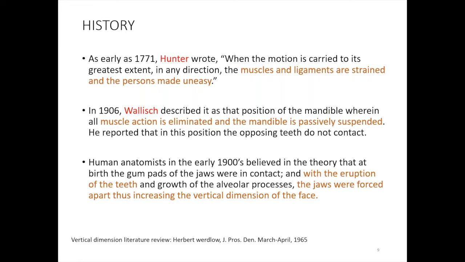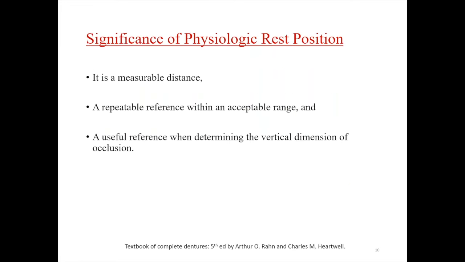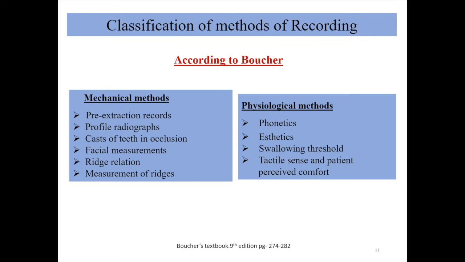Human anatomists in the early 1900s believed in the theory that at birth, the gum pads of the jaws were in contact, and with the eruption of the teeth and the growth of the alveolar processes, the jaws were forced apart, thus increasing the vertical dimension of the face. Coming to the significance, again, it's a measurable distance. It's a repeatable reference within an acceptable range and a useful reference for determining the vertical dimension of occlusion, as we have already discussed.